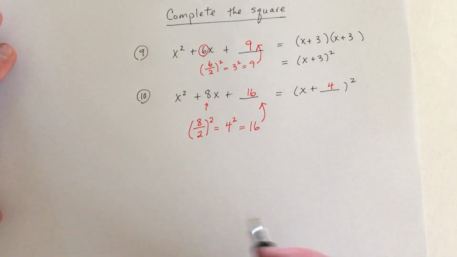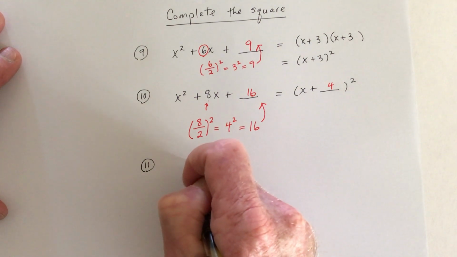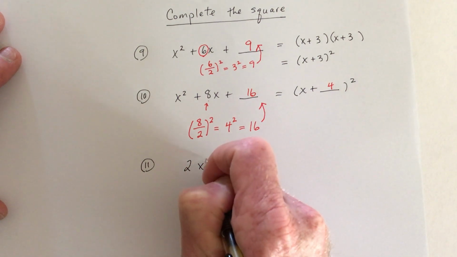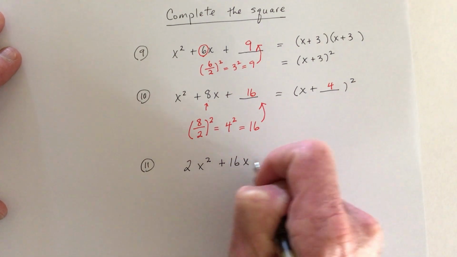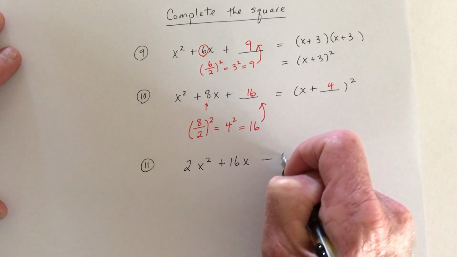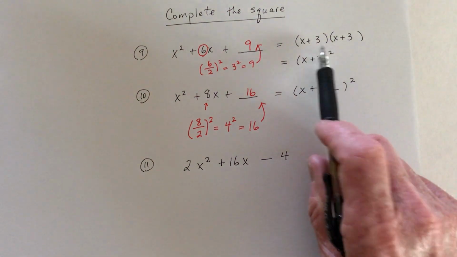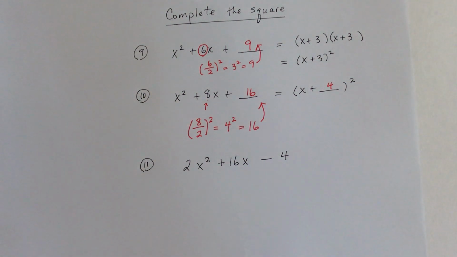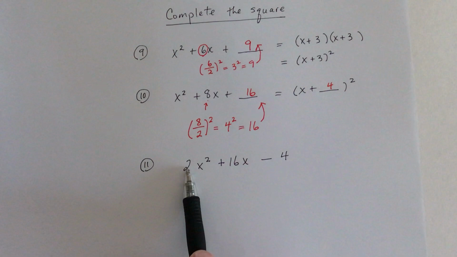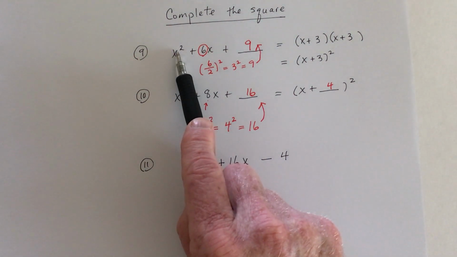Okay, now let's do one more. What if it was 2x squared plus 16x minus 4? Okay, so this one, I'm taking away the hints over here. And this one has something slightly different. It's got 2x squared. And notice this started with x squared and this started with x squared.